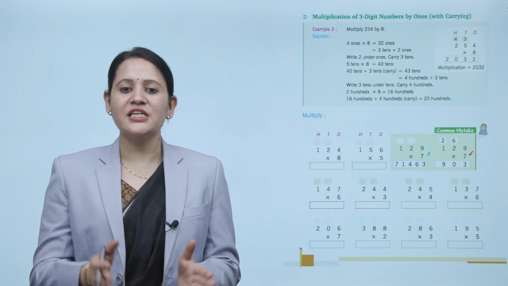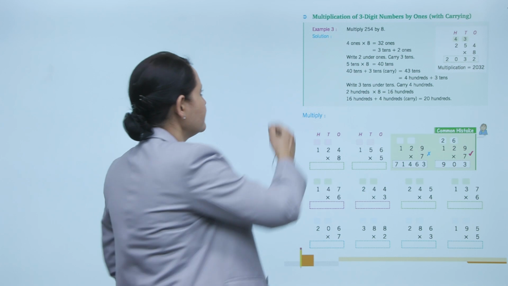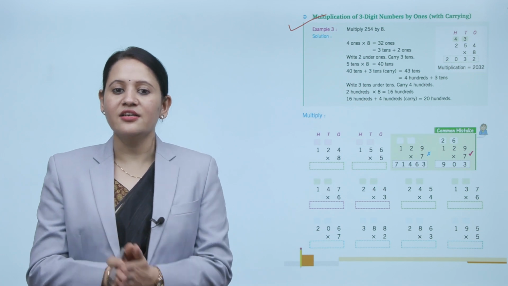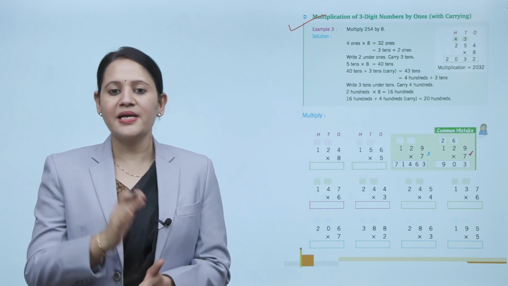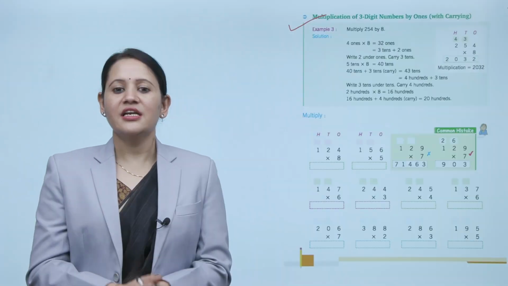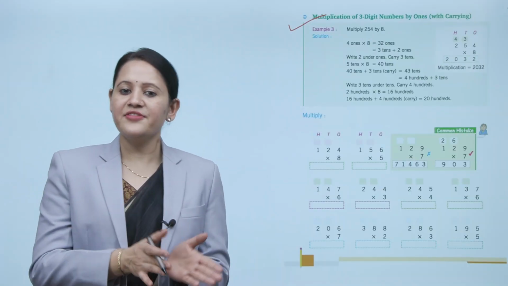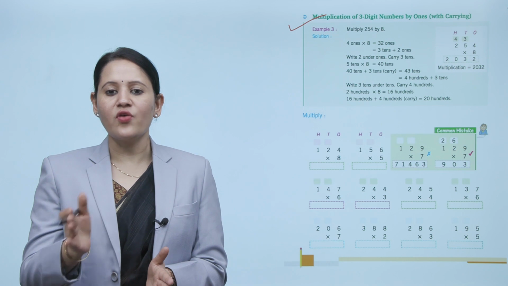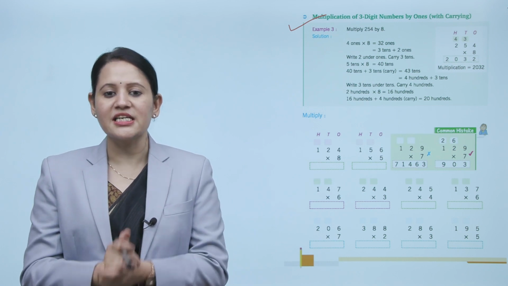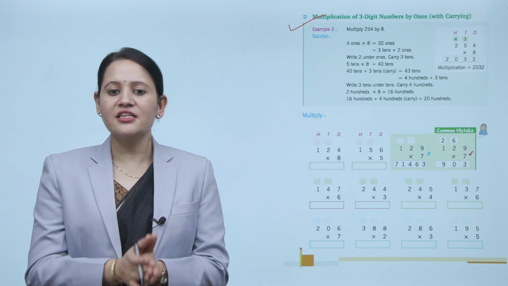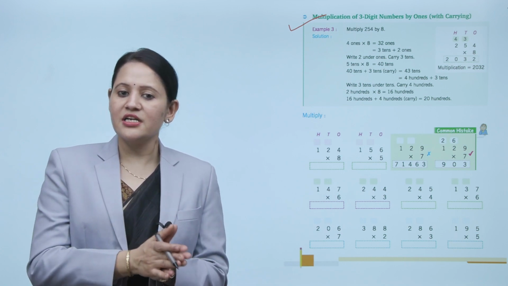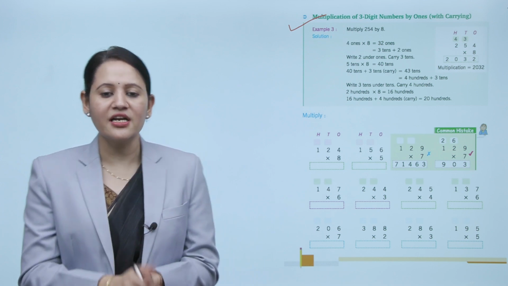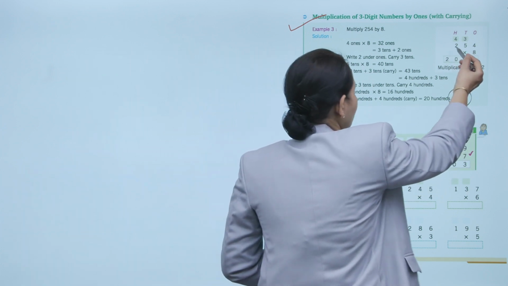Next, multiplication of 3 digit number by ones with carry. We have to multiply 254 by 8. So 4 ones times 8, we multiply, 32 ones. 3 tens plus 2 ones. Write 2 under ones, carry 3 tens. 5 tens into 8, that is equal to 40 tens. 40 tens plus 3 tens, that is equal to 43 tens. That is equal to 400 plus 3 tens. Write 3 tens under the tens, carry 4 hundreds. 200 into 8, that is 1600. 1600 plus 400, that is equal to 2000.